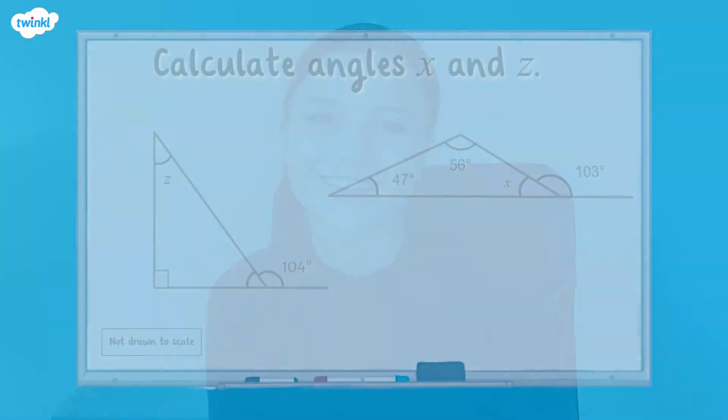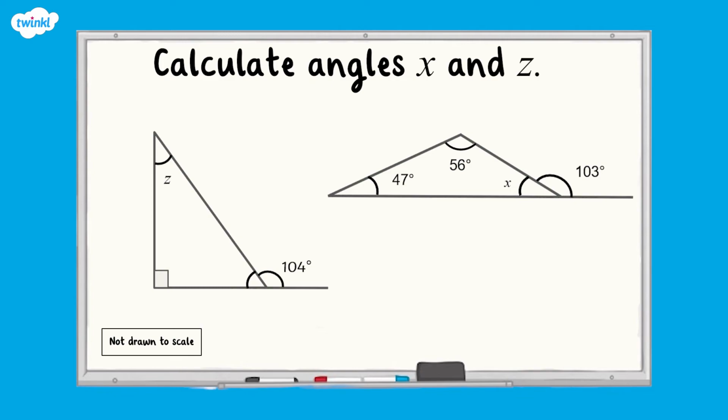Now it's your turn. Can you calculate missing angles X and Z from the diagrams? Pause your video here whilst you work out your answers. Have you finished? Well done. Here are your answers. To calculate angle x, we can use the angle 103 degrees to help us. Angles on a straight line equal 180 degrees. So 180 degrees subtract 103 degrees equals 77 degrees. Angle x is 77 degrees.